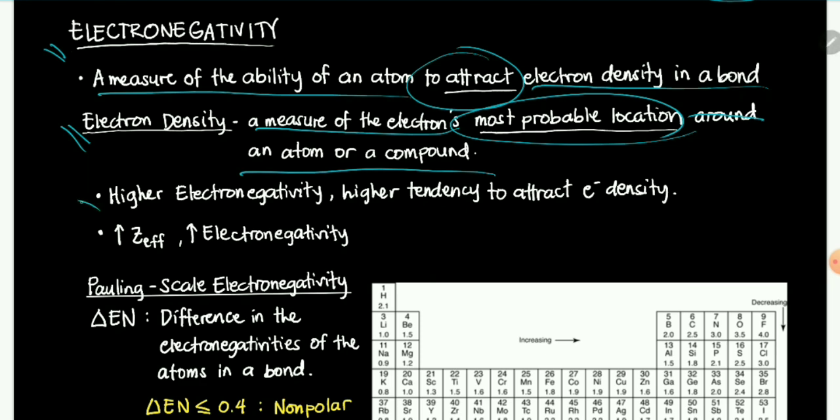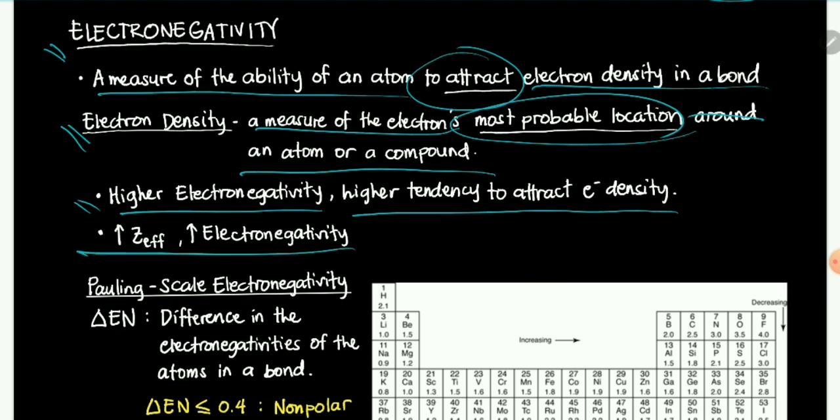Okay? So, higher electronegativity, higher tendency to attract electron density. Electronegativity, by the way, is related to the effective nuclear charge. So, kapag mas mataas yung effective nuclear charge, mas mataas ang electronegativity, mas mataas ang pull niya ng electron density. Okay? So, meron tayong measure ng electron density or electronegativity.